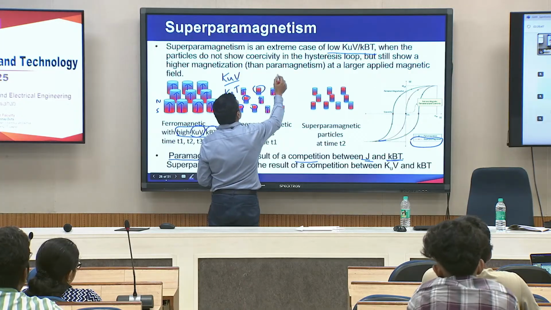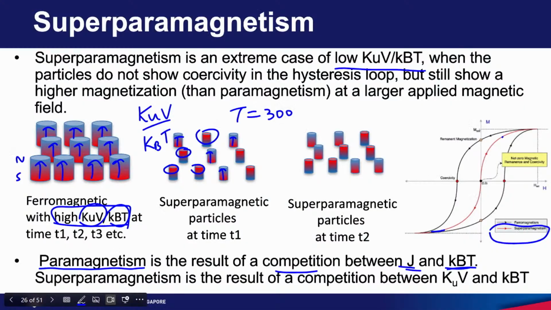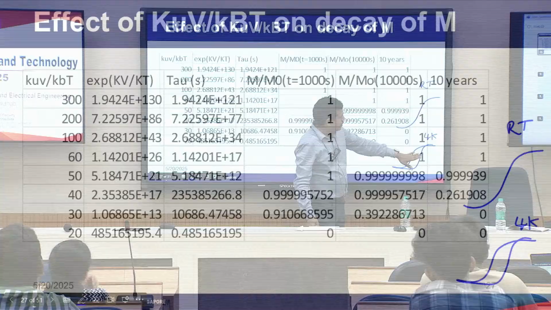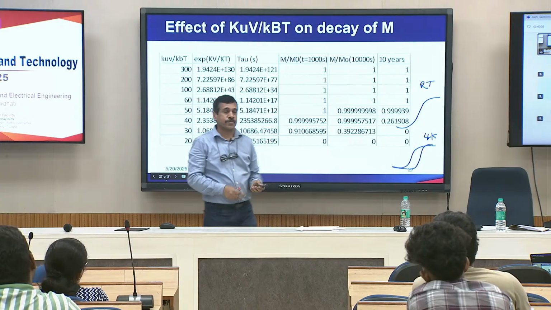Okay, let us say at T equal to 300 Kelvin, KUV by KBT is 15, let us say. Okay, if you make this temperature 3 Kelvin, you notice that this gets larger, right. So, at a very low temperature, the superparamagnetic particles will open up, the hysteresis loop will be there. So, at room temperature no hysteresis loop, but at low temperature you will see some hysteresis loop.